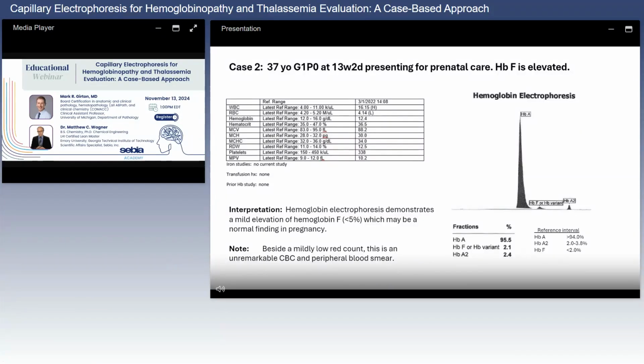So the interpretation in this case: hemoglobin electrophoresis demonstrates a mild elevation of hemoglobin F, less than 5%, which may be a normal finding in pregnancy. So besides a mildly low red count, this is an unremarkable CBC and peripheral blood smear, and increased F synthesis is something that we know is associated with pregnancy. So in this case, this very minor increase in F likely represents a benign elevation of F.